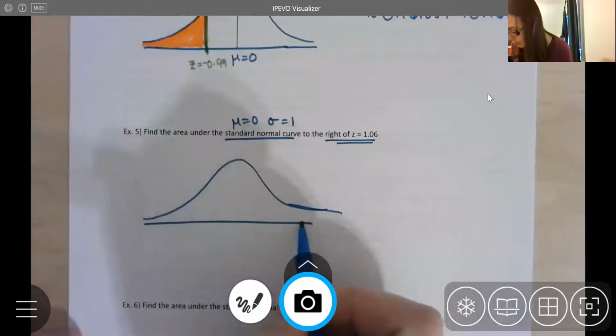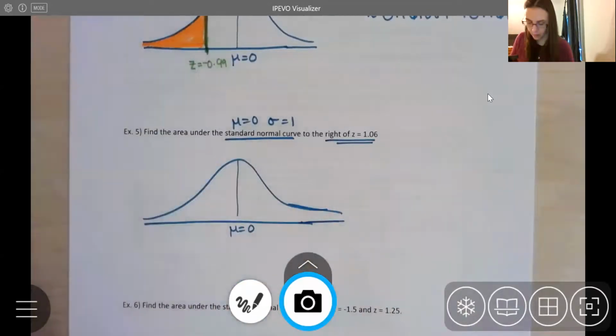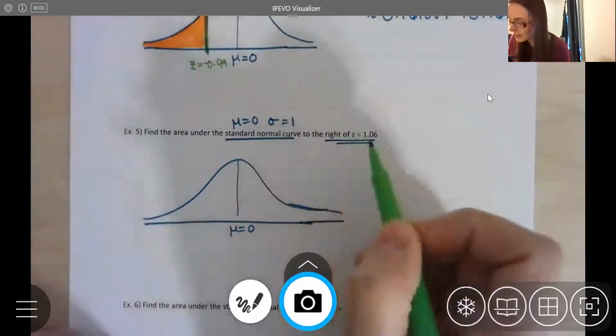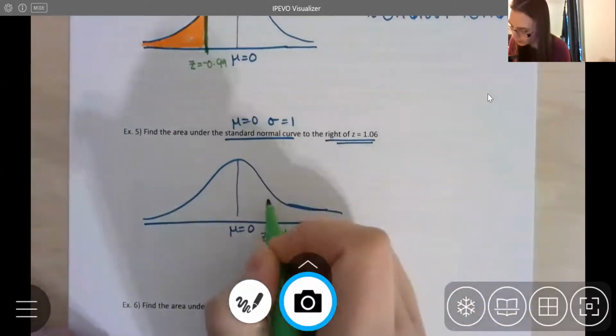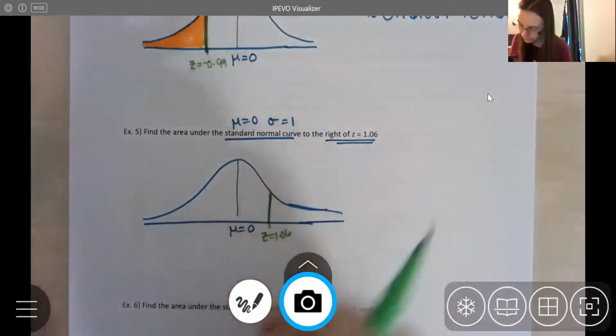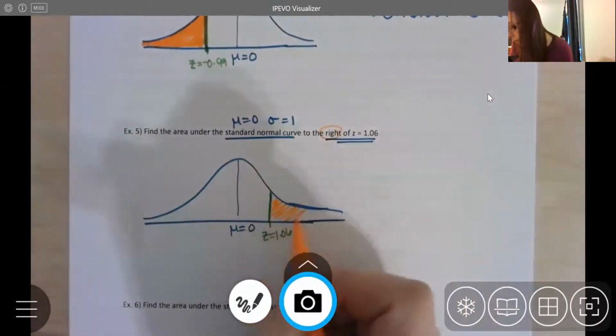That's kind of a lousy picture, but you guys get it, right? So my z is positive, it's going to be to the right. It's not too far, it's only 1. So right here. And then I want the area to the right. So I'm looking for this area.